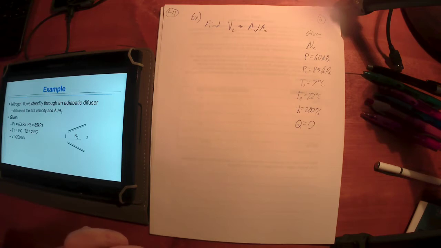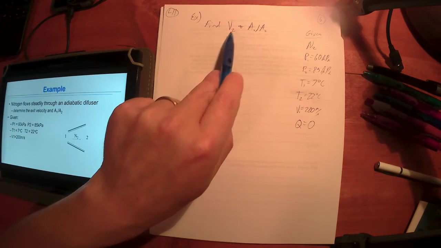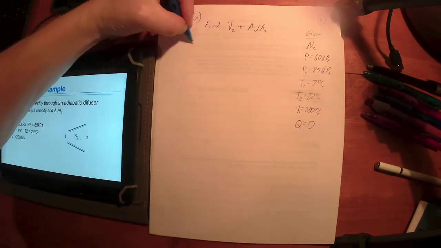Okay? So, alright. What are some tools I might have to find the speed and or the areas? Well, both the speed and the areas show up in conservation of mass.